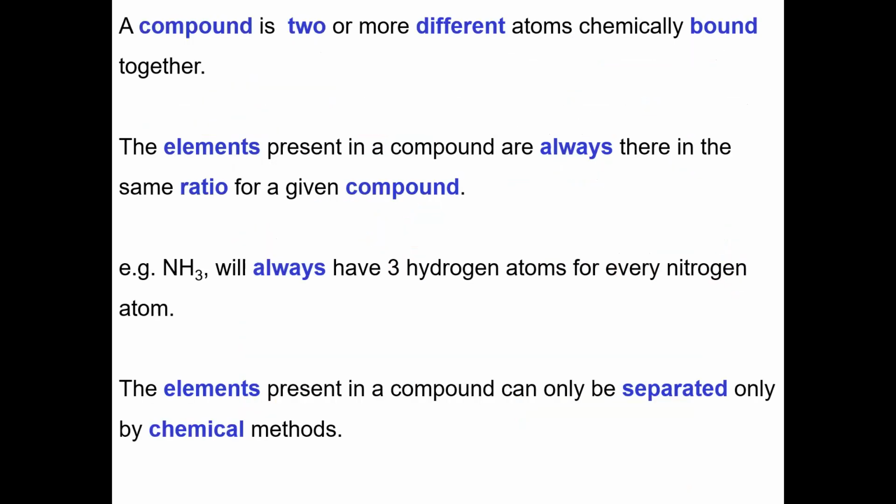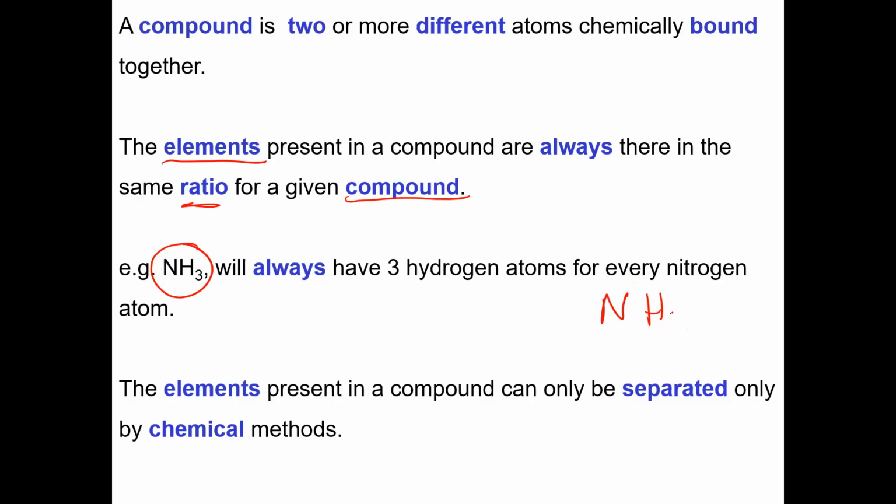A compound is 2 or more different atoms chemically bound together. The important thing to recognize is that the elements present in a compound are always in a characteristic ratio for that particular compound. For example, ammonia will always have 3 hydrogen atoms for every nitrogen atom. And we indicate that when we write the formula.